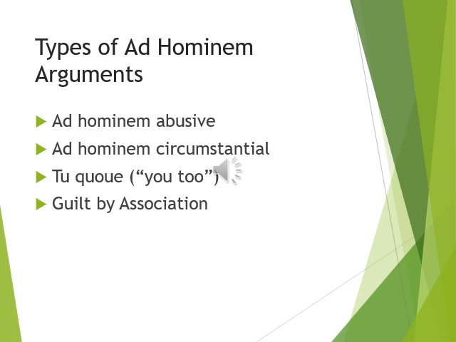The ad hominem abusive attacks a person. The ad hominem circumstantial attacks the motives of a person for making an argument. The tu quoque, or the you-too fallacy, attacks a person for making an argument because they're hypocritical. And then the last version is called guilt by association, where we try to discredit a person by saying that they're associated with others that have a certain negative characteristic. So let's look at these in a little bit more detail.